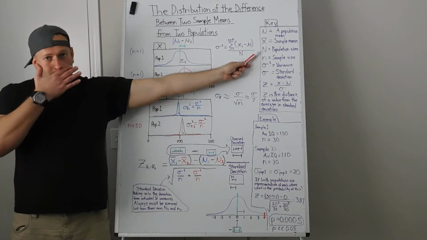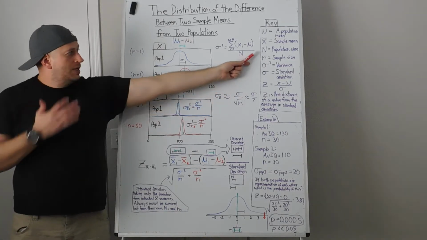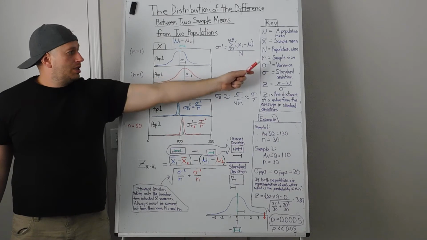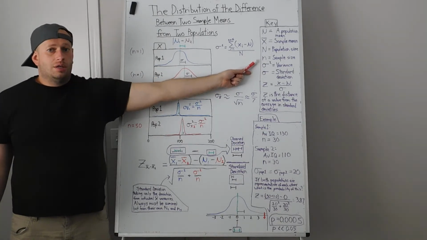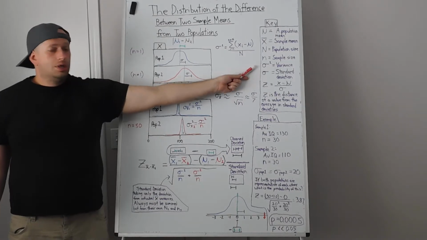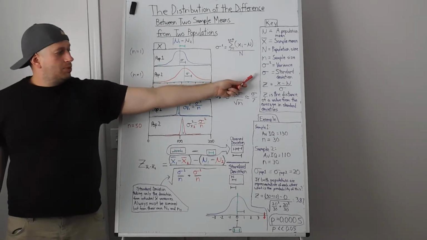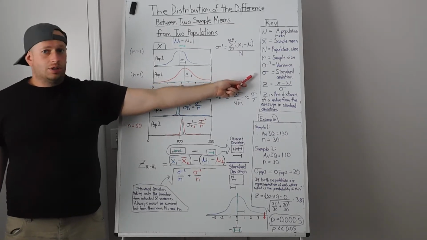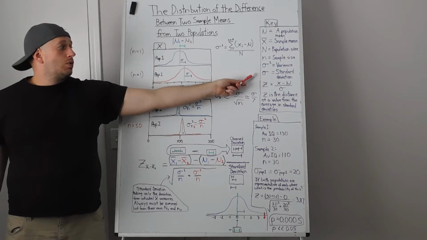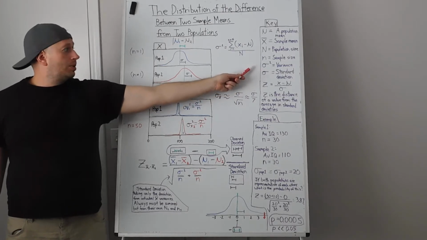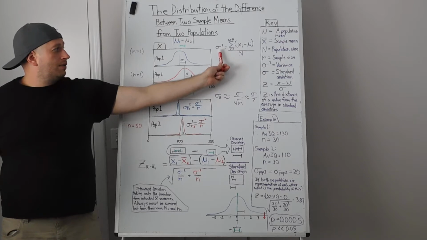Whenever you see a capital N, which you don't really see much of here, that's the population size. Lowercase n is the sample size, the number that's in your sample. Sigma squared is the variance, and sigma by itself is the standard deviation. The standard deviation is the square root of the variance, as we talked about earlier. This is how you calculate the variance.